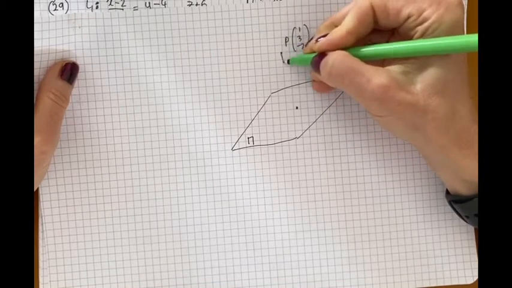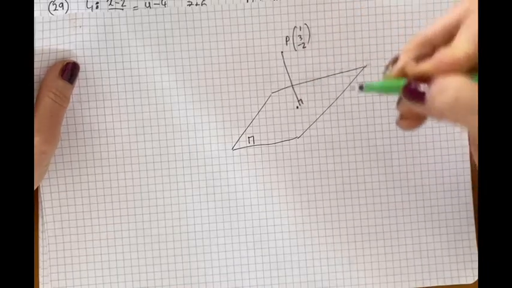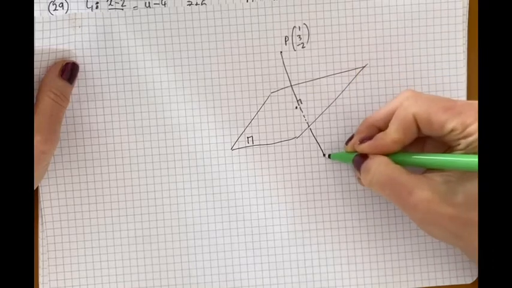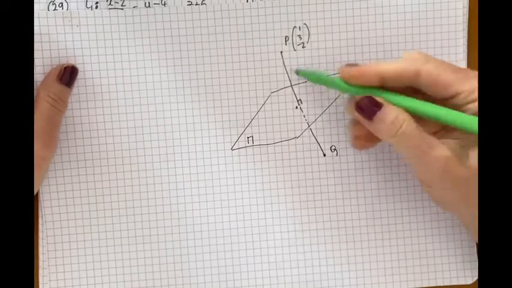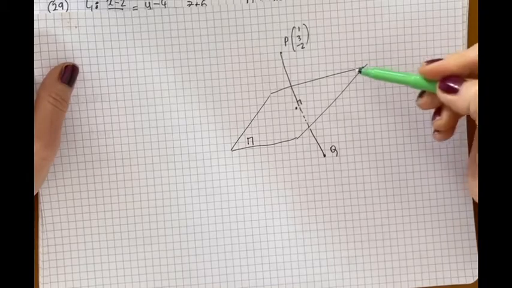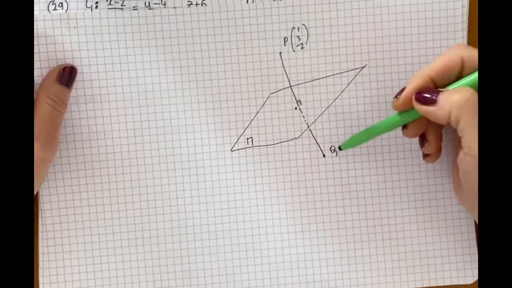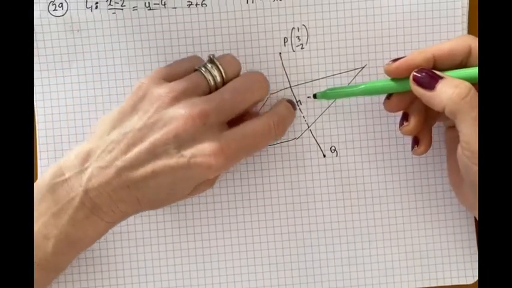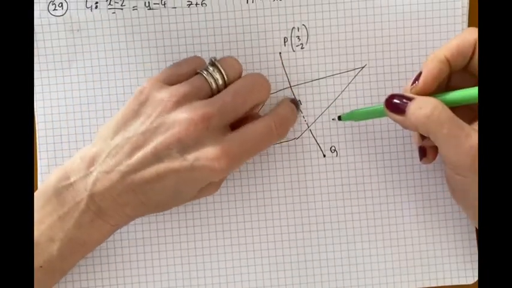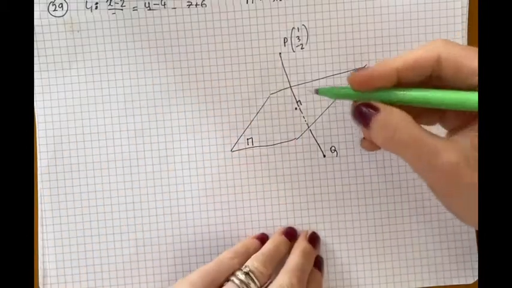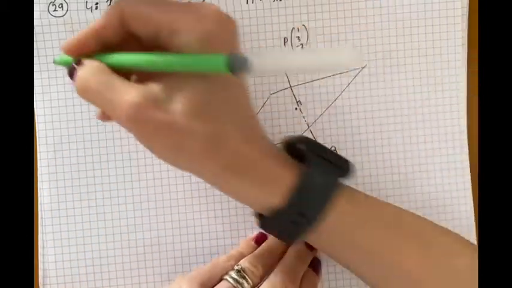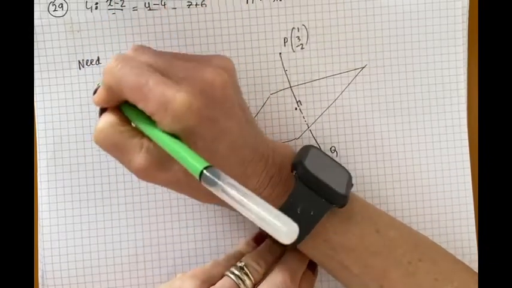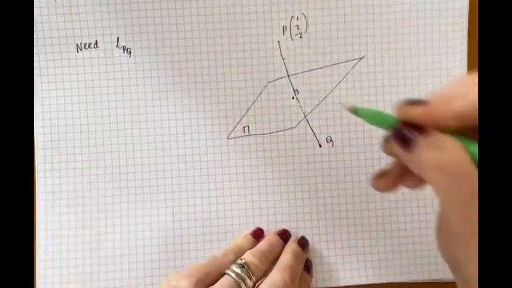Okay, so we're going to imagine that the shortest distance has been found, and there is a point Q that you obtain by reflecting this point in the plane. So remember, in order to find the position of that point, this reflection needs to be happening along the normal line passing through P. So let's find the equation of that line. So we need a line PQ.